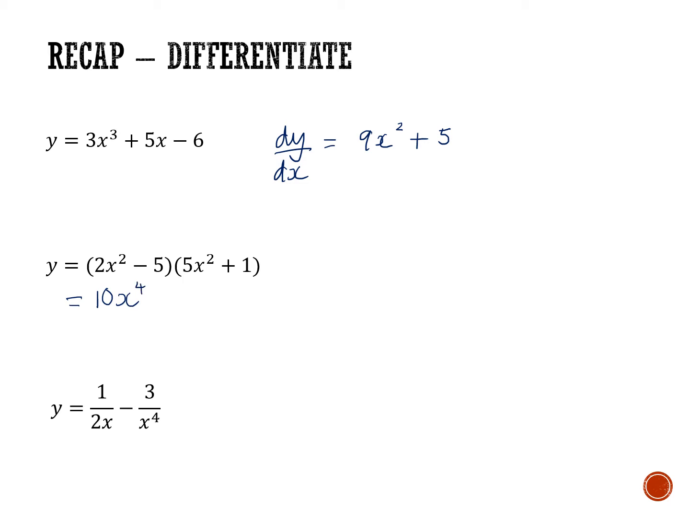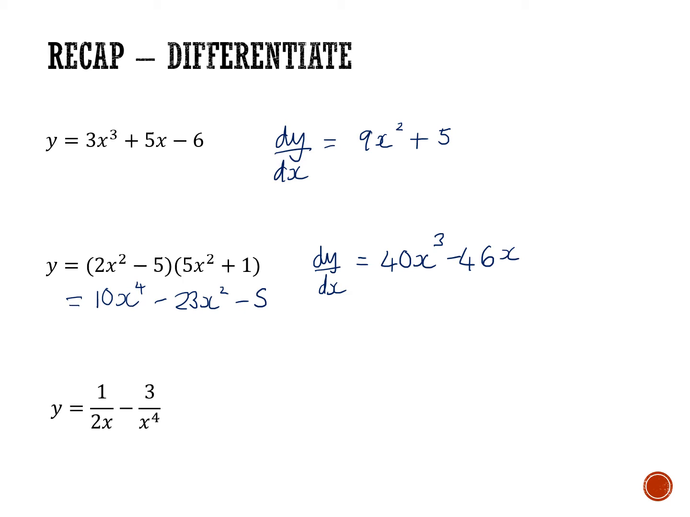10x to the 4 minus 23x squared minus 5. Okay. So that's minus 25 plus 2. So again, notation, write dy/dx equals, bring down the power, reduce the power by 1, bring down the power, reduce the power by 1.